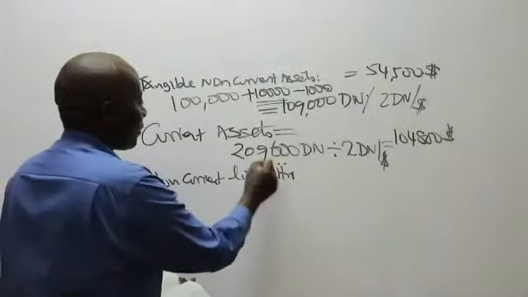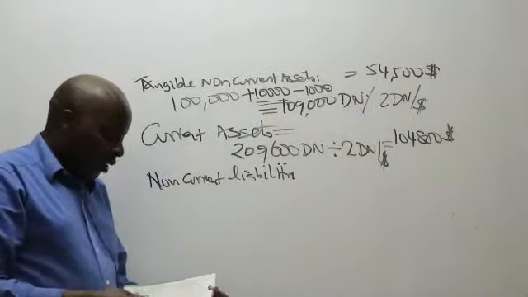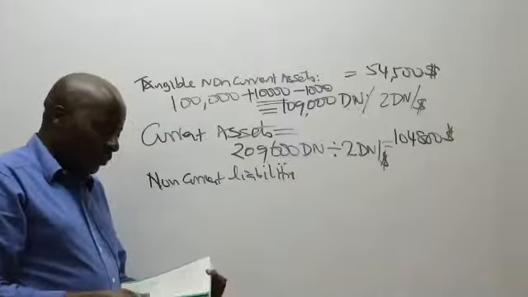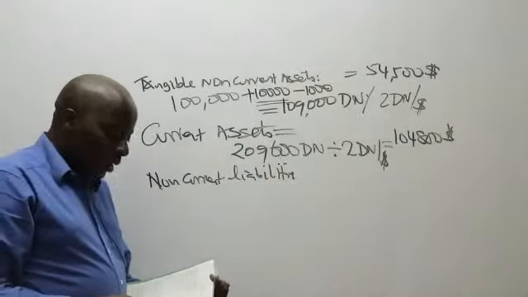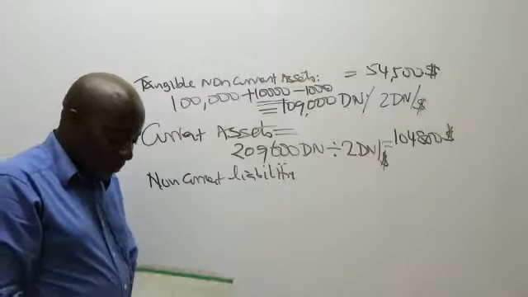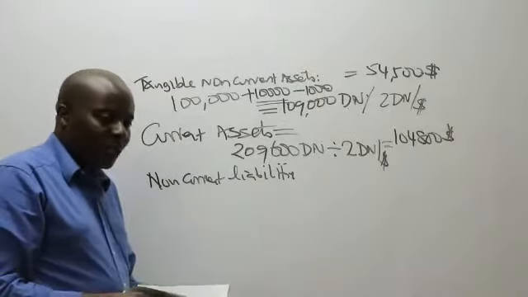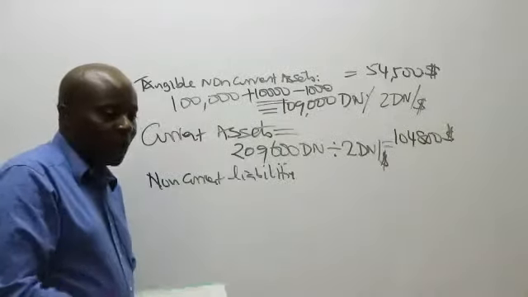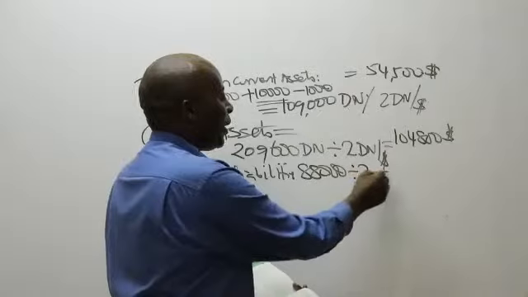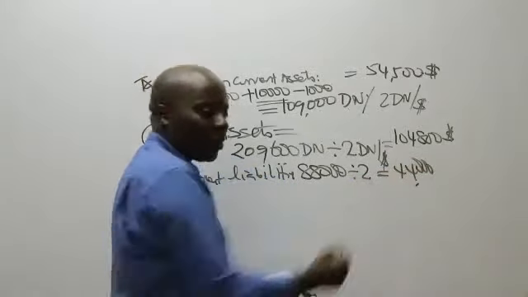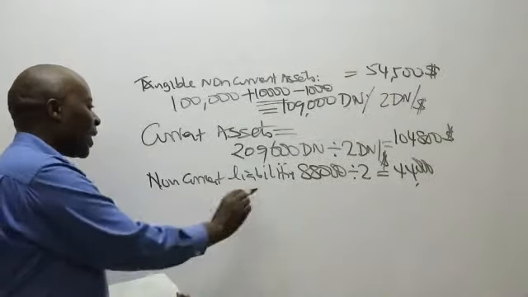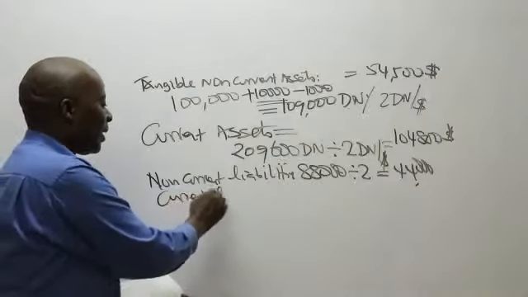Non-current liabilities, are you able to see the non-current liabilities? What figure are you able to see there? I'm able to see 88,000 for non-current liabilities for Lagos, the foreign subsidiary. So I'll take 88,000 divided by 2 again, which will end up giving me 44,000. Remember, you told me to translate liabilities. After non-current liabilities, the next one will be the current liabilities.